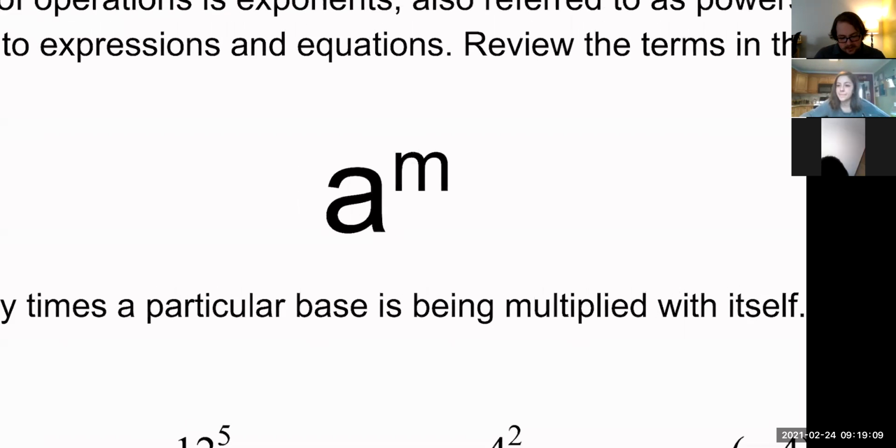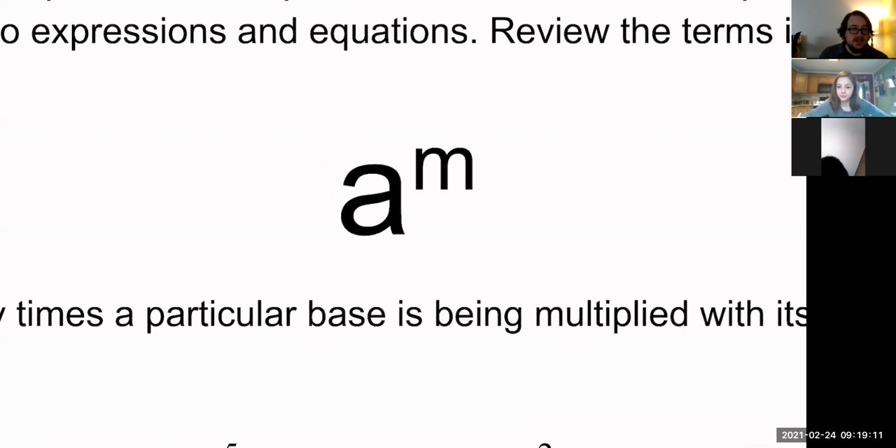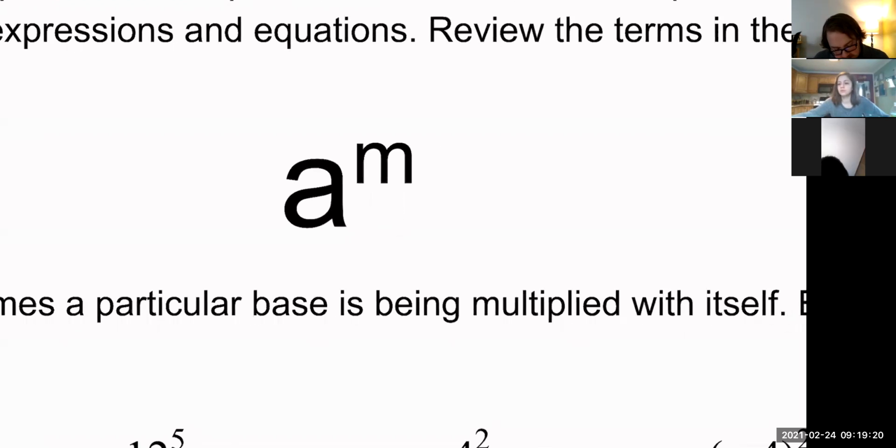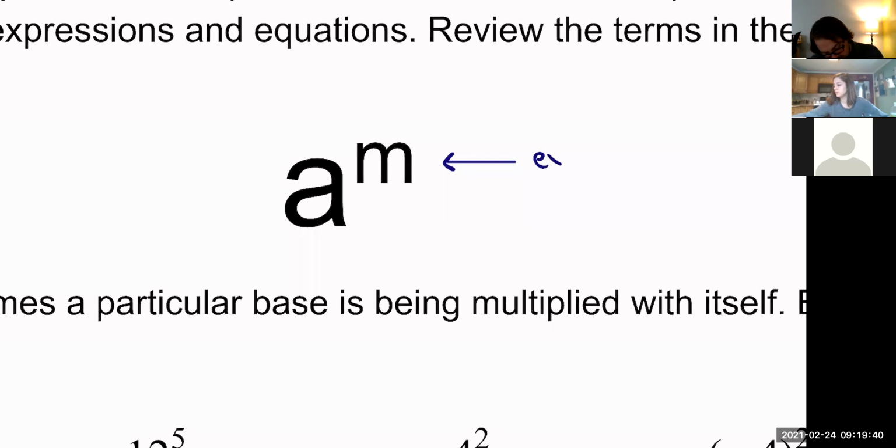Most people, if you ask them what an exponent is, will describe it as that little number that's floating next to a larger number in terms of actual physical size. So in this little diagram here, that exponent would be represented by the letter M. So this would be the exponent.